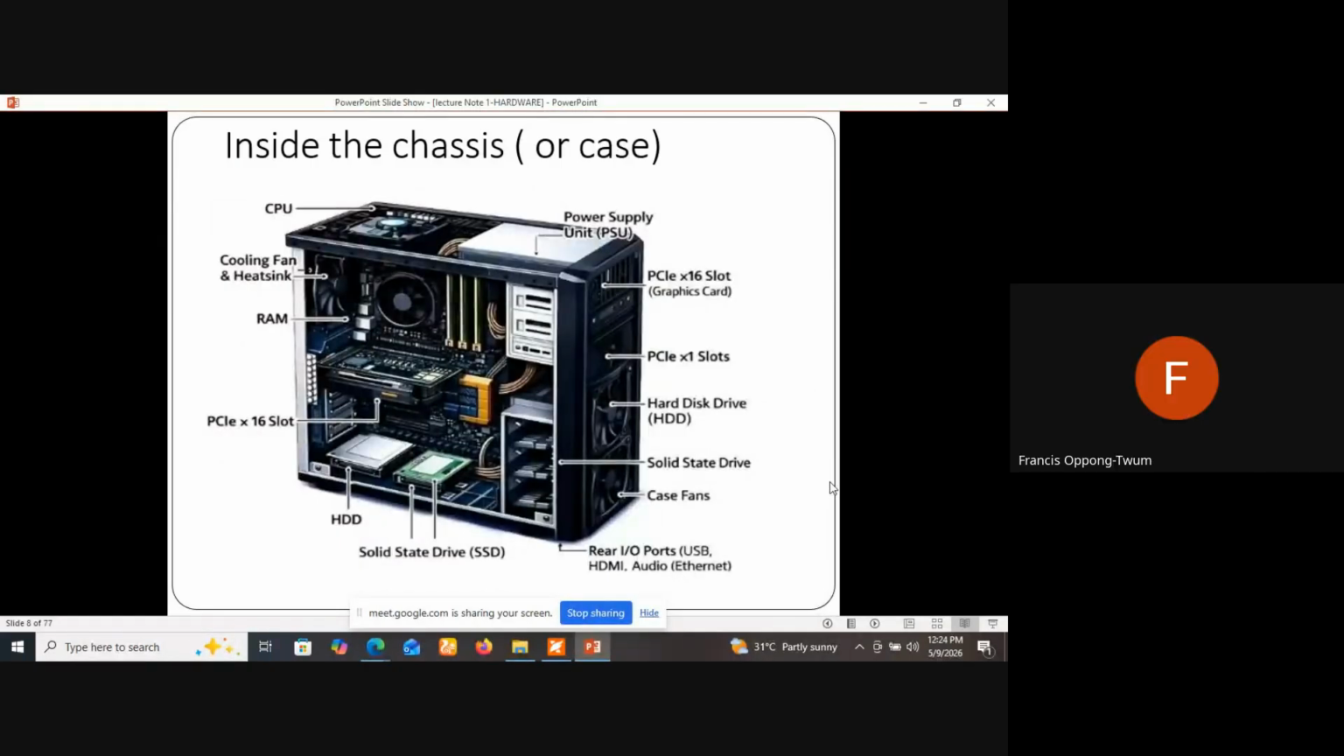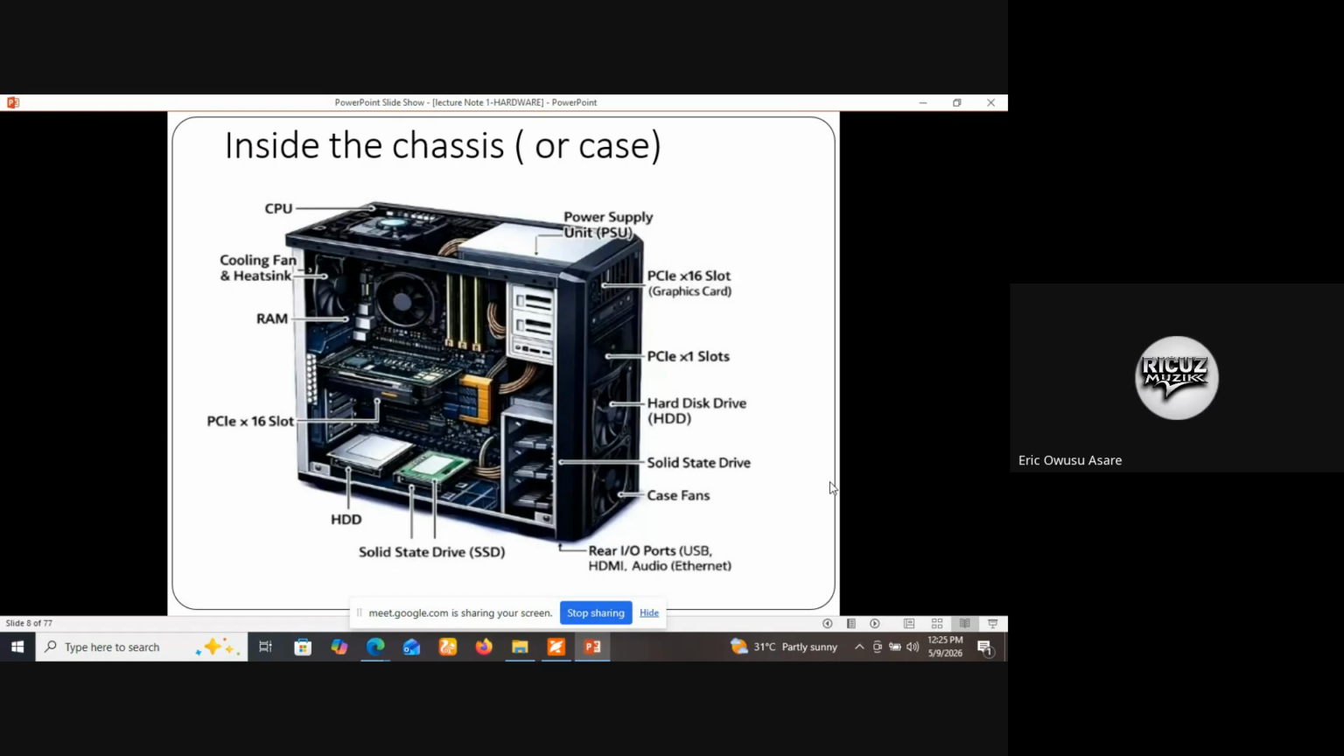I've also shown another image on the screen. Can you all see that image too? Yes, sir. So just tell me some of the things that you can identify from this image too. The cooling fan and the heat sink. That is true. There's a cooling fan and there's a heat sink over there. What else can you also identify?